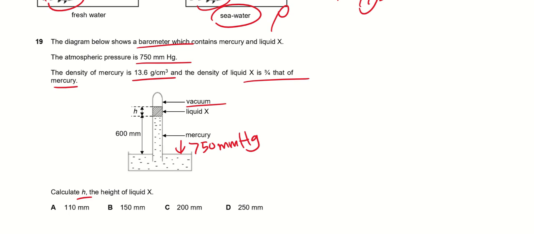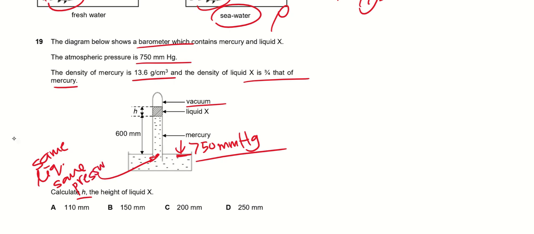Okay, this one is tricky. Where do we have same liquid, same level, same pressure? It's over here. That means on the outside of the tube is 750 mmHg. On the inside of the tube, at this point, it is also equal to 750 mmHg because same liquid, same level, same pressure. That means the pressure over here is caused by 600 mm of mercury plus H mm of liquid X.